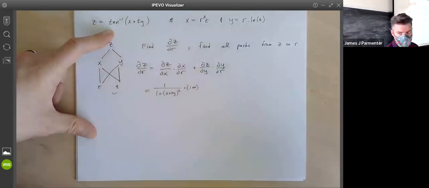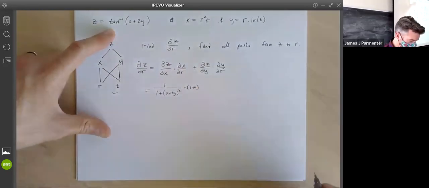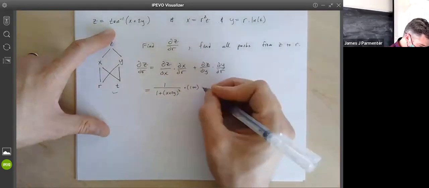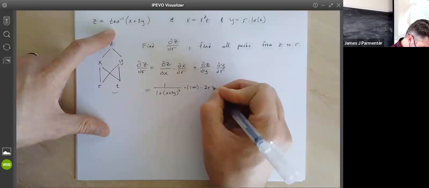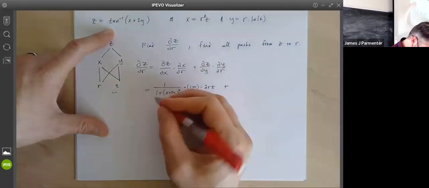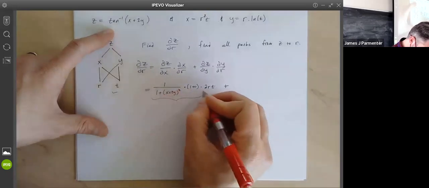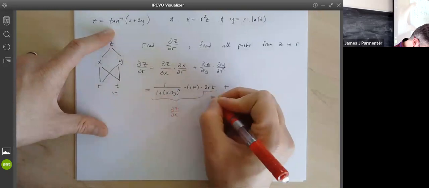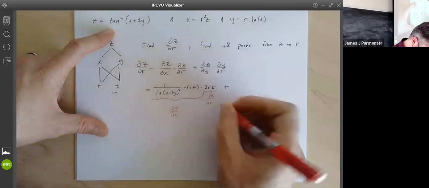You don't really need to write that, but it's good to point out we know what's going on. And then del x del r is going to be 2rt plus... There's my del z del x. There's my del x del r.